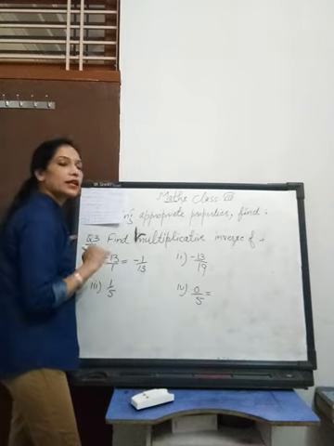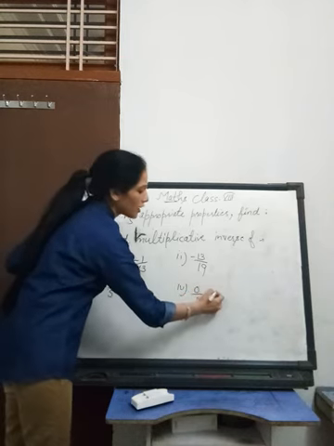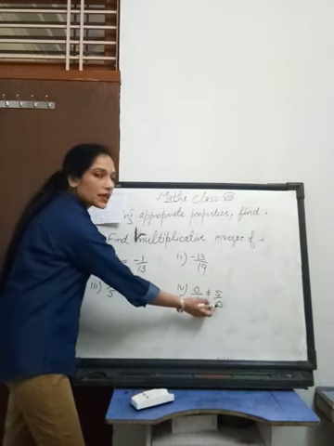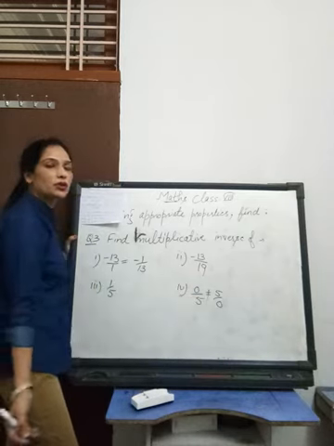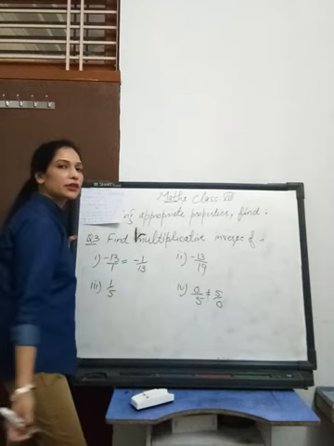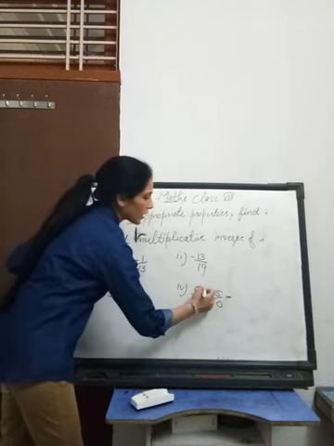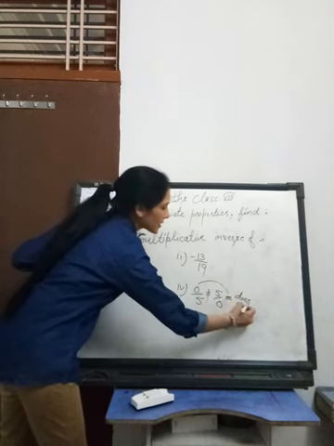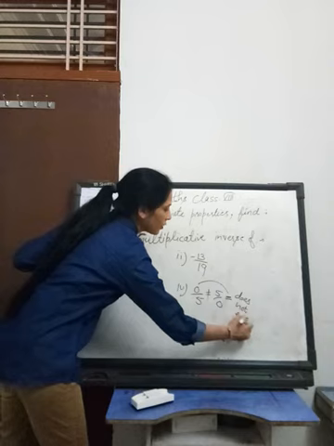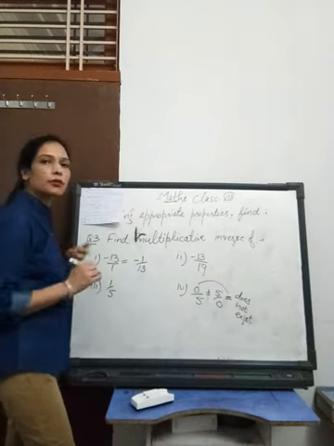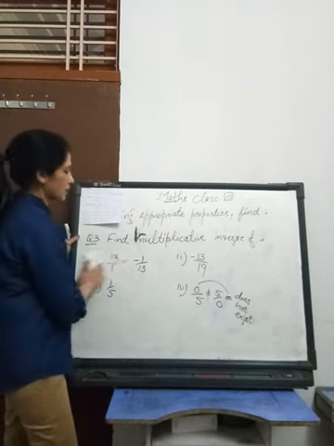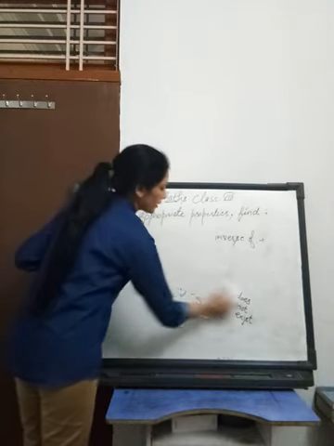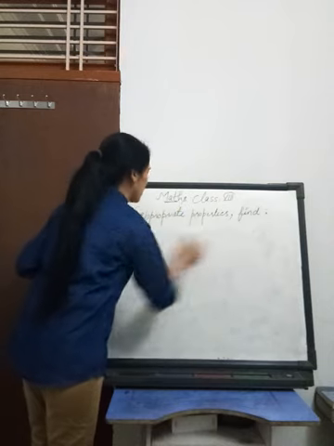What is the multiplicative inverse of 0 upon 5? You can't write 5 upon 0 because it is the very first condition of a rational number, the denominator should not be equal to 0. So what is the multiplicative inverse of 0 upon 5? You will write does not exist, isn't it? Don't write 5 upon 0, it will be wrong. This is the multiplicative inverse. So simply you can find the multiplicative inverse of any rational number.